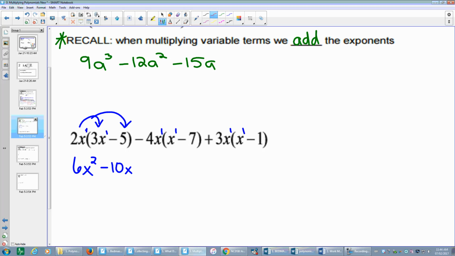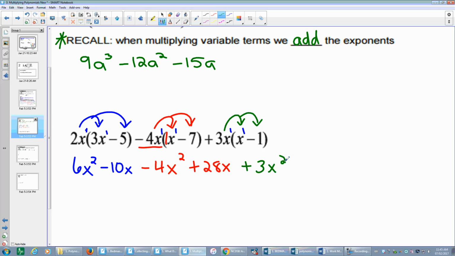I'll take my next term here. What am I multiplying here? Negative 4x, inside this bracket, negative 4x times x. That's a 1. So negative 4 times 1 gives me negative 4x, and then 1 plus 1 gives me 2. Negative 4x times negative 7 gives me plus 28x. My last set of brackets here, I take 3x times x. That gives me positive 3x squared. 3x times negative 1 gives me negative 3x.